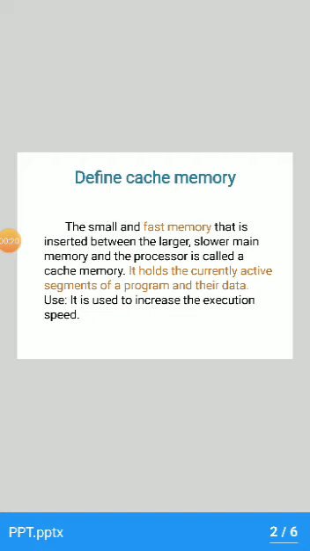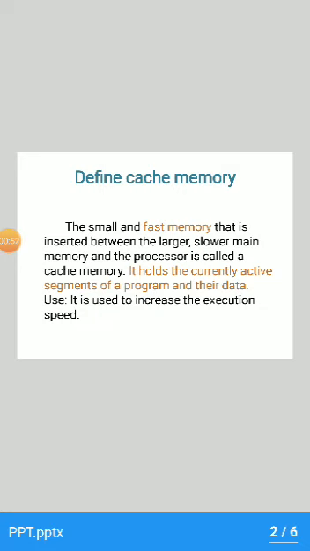First 2-mark question: define cache memory. The small and fast memory that is inserted between the larger, slower main memory and the processor is called a cache memory. The cache memory is the fastest memory because it is placed nearest to the CPU. In this cache memory, all the recent instructions and data are stored. So, it is very fast memory.